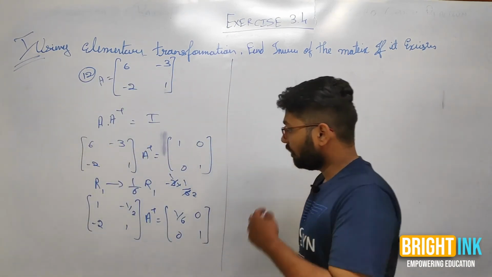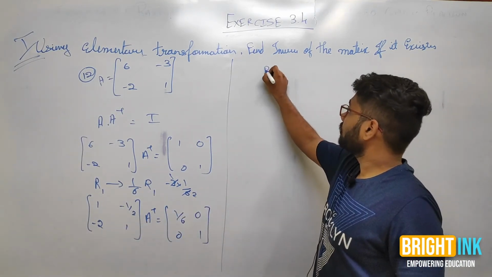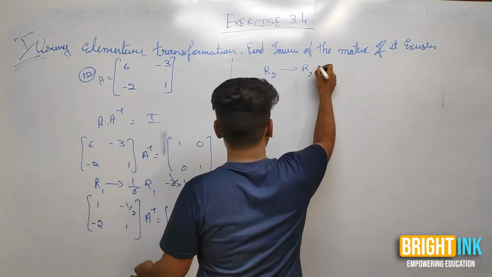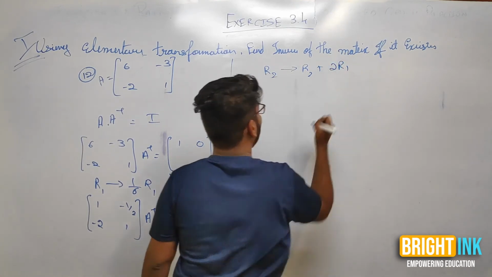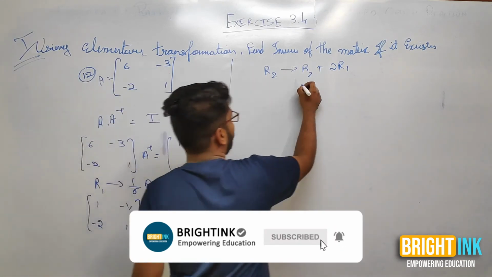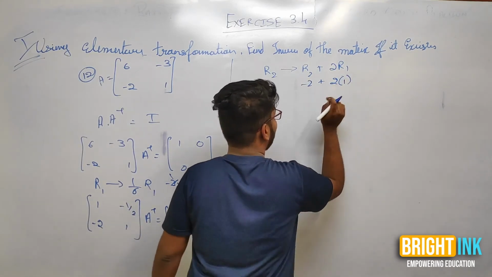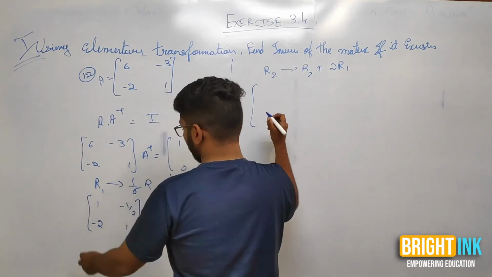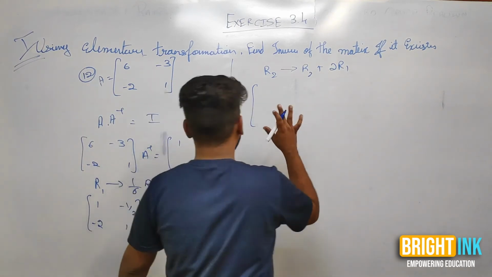Okay. Now let us change this number. R2 changes to R2 plus 2 R1. Why did we do R2 plus 2 R1? R2 is what? Minus 2. So minus 2 plus 2 times R1, which is 1. So minus 2 plus 2 becomes 0. I needed a 0, so that is why this operation is done on R2. Are you changing R1? No, so write R1 as it is.